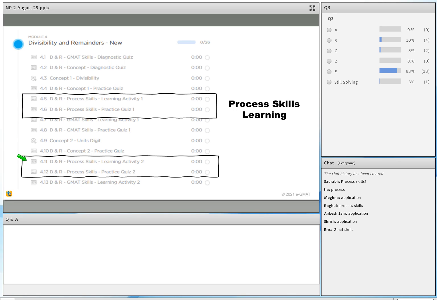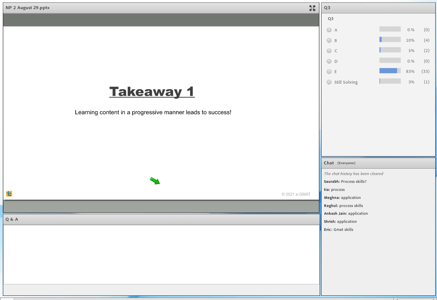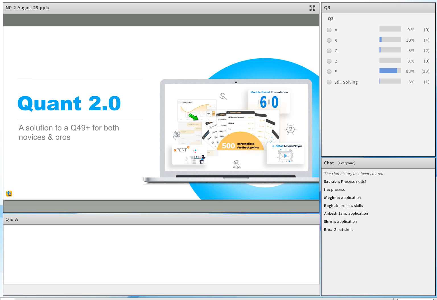These files that you see highlighted are process learning files. You'll learn process skills here: learning activity, practice quiz, activities. So you see 4 activities dedicated to building your process skills. And then come GMAT skills, when you finally get into GMAT style questions. This progressive learning is the best way to learn content. You keep building up on what you know. It's not disjointed chunks of learning. This is what Quant 2.0 is all about.